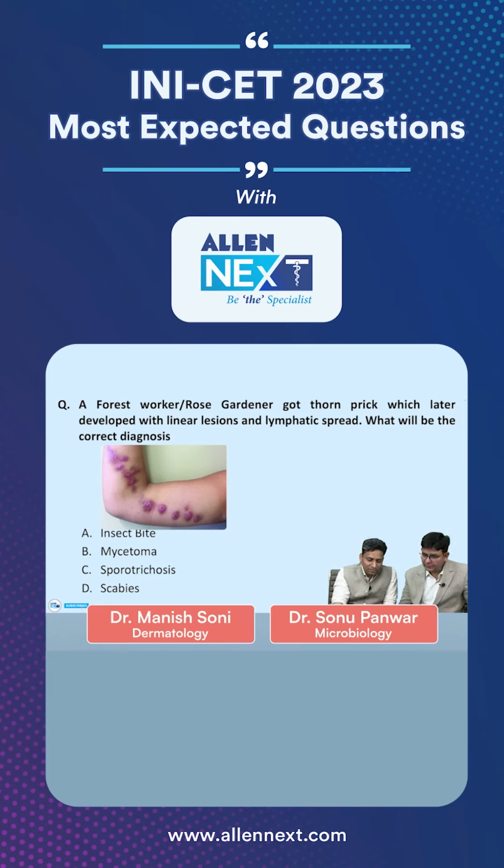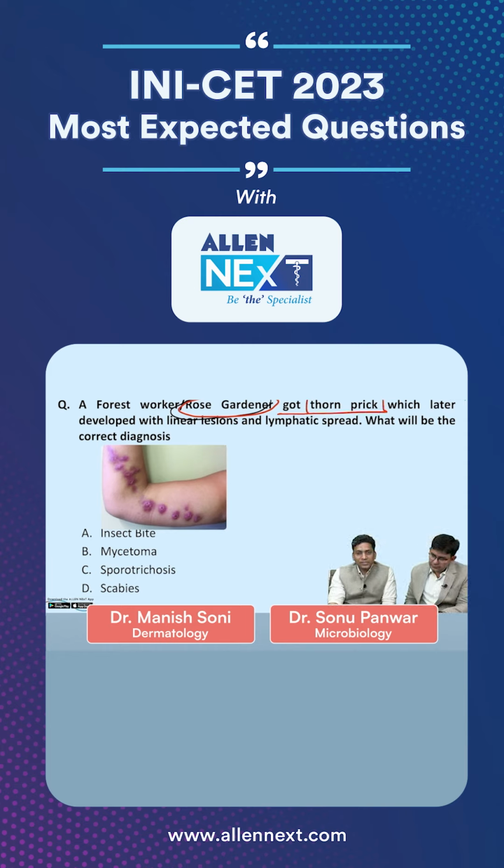Obvious from the name itself. It is written here, rose gardener came to you. So a forest worker or a rose gardener came to you. So obviously they are talking about which disease? Yes, they are talking about rose gardener's disease. Okay, so rose gardener's disease, and he got a thorn prick.